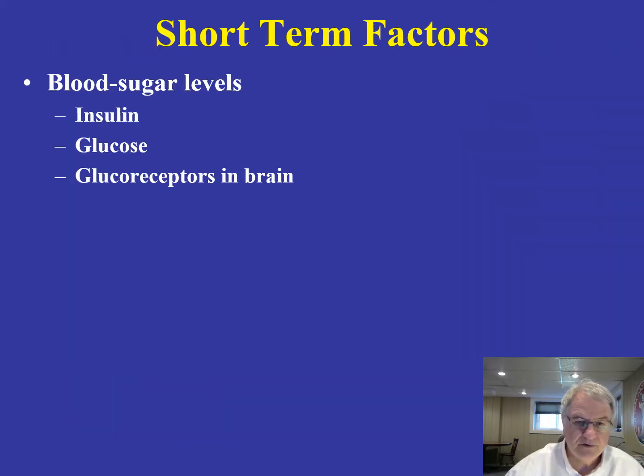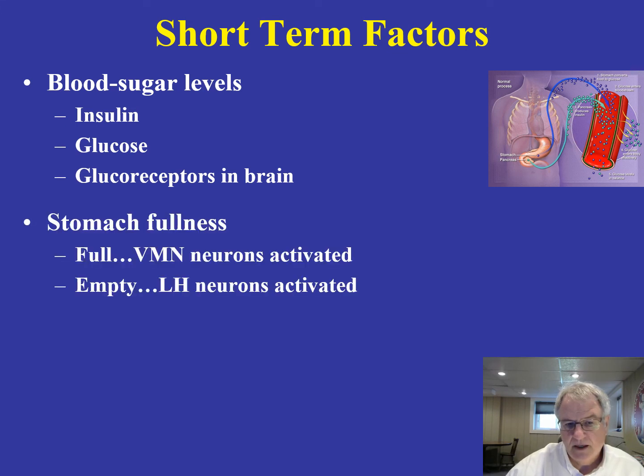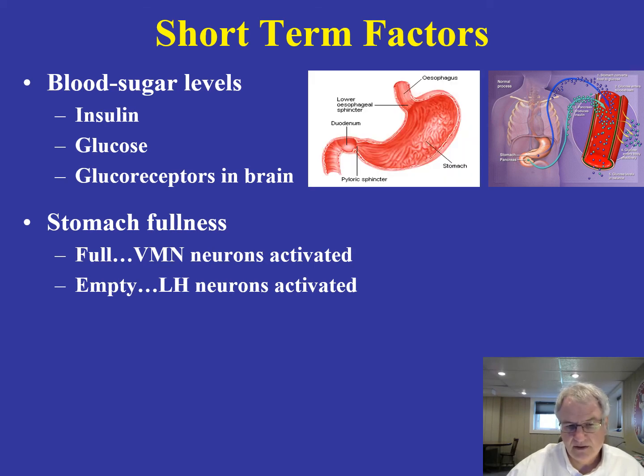The short-term factors, certainly blood sugar levels, insulin, glucose, what are called glucoreceptors in the brain. It's the passage of glucose through those receptors in the brain that's really crucial in terms of these short-term factors that are involved in regulating our eating behavior. The stomach fullness certainly is another key factor in this short-term regulation. When your stomach is full, the ventral medial nucleus neurons are activated. When your stomach is empty, it's the lateral hypothalamus neurons that are activated.